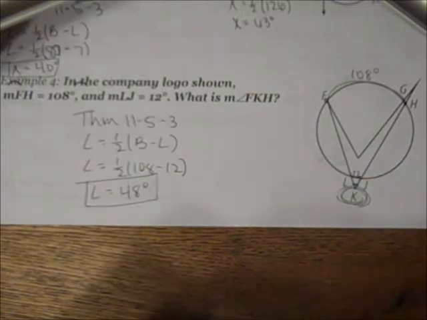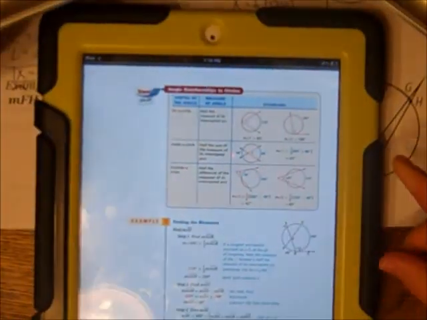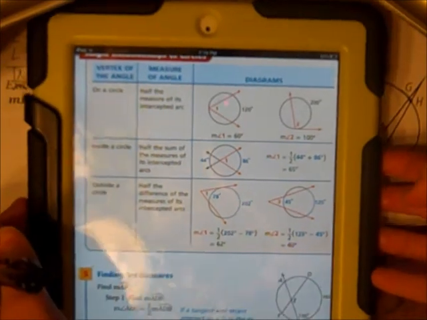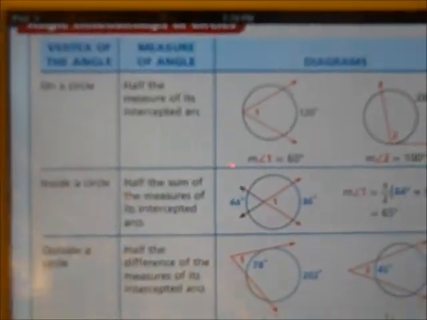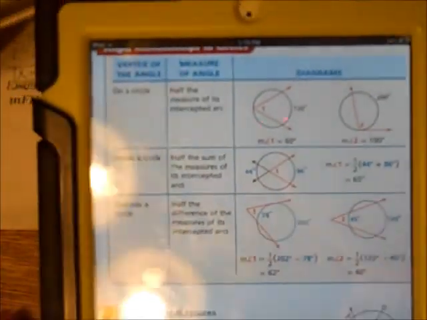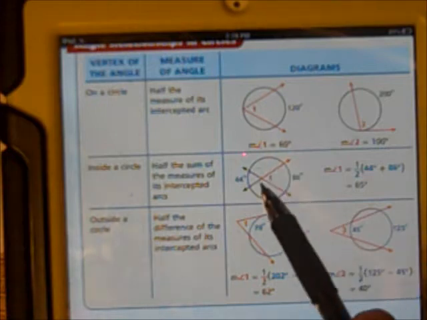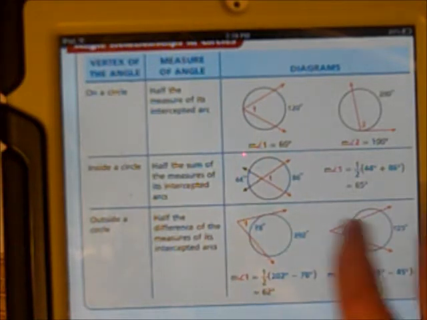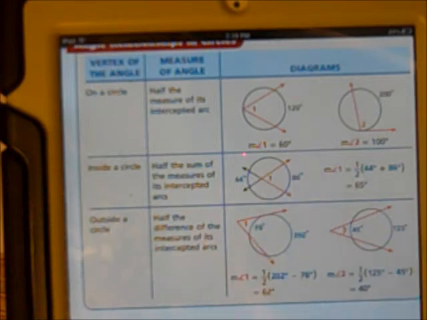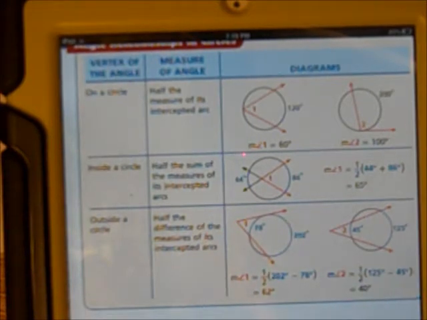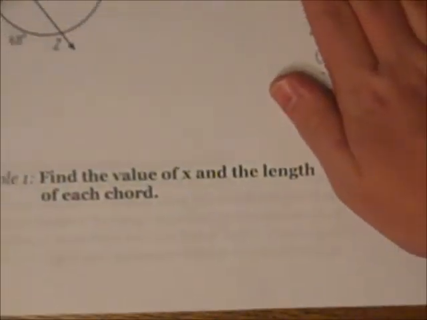Pretty easy on that one. I do want to point out that in your book, it goes over these three theorems all at the same time and points out the differences between them. If it's on the circle, then the angle is half the arc. If the intersection is inside the circle, you do the average: add up the two arcs and divide by 2 to get the angle. If the intersection is outside the circle, you subtract the two arcs and divide by 2. Once you can see a chart comparing all of them at the same time, it doesn't get quite so confusing.